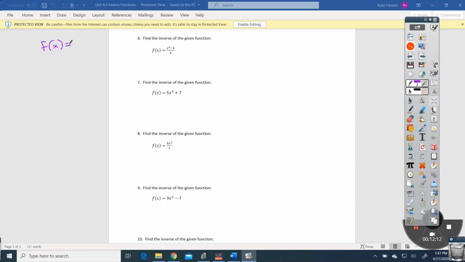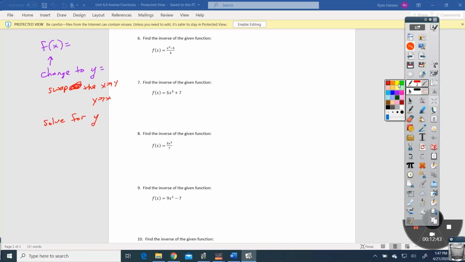So here's the general idea. We have f of x equals something. The first thing we're going to do is change this to a y. Now the next step, and you can realistically do this all at once, you're going to swap the x's to y's and the y's to x's. And then the third thing, you're going to solve for y.